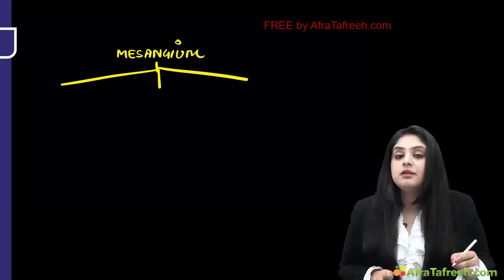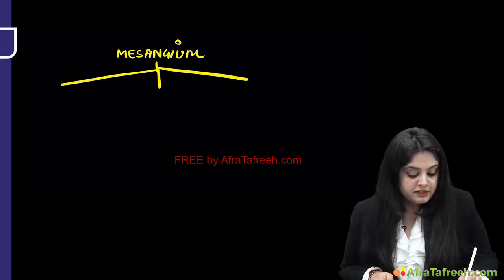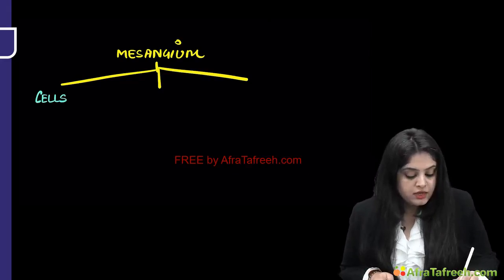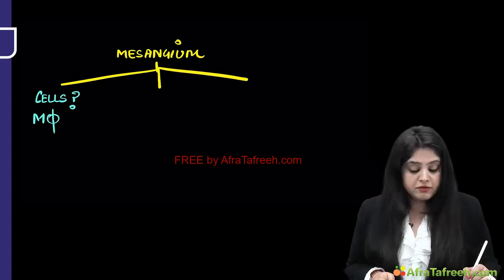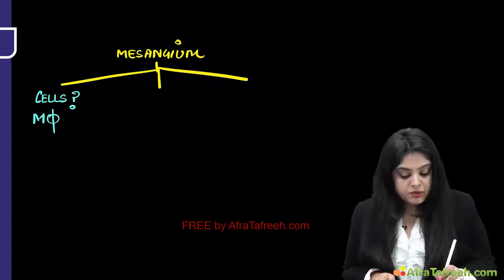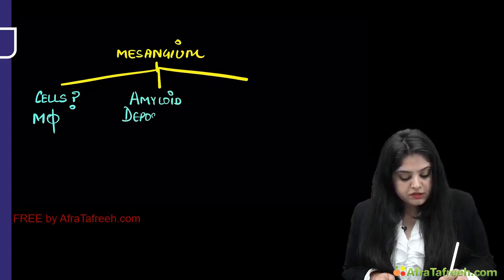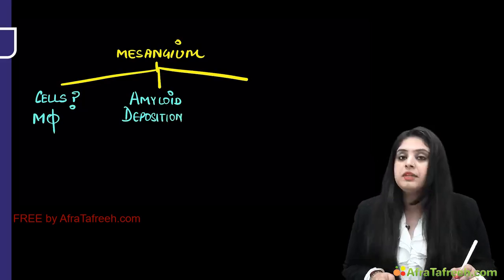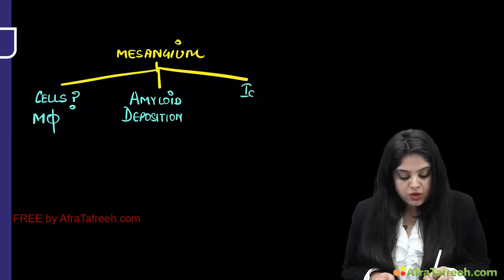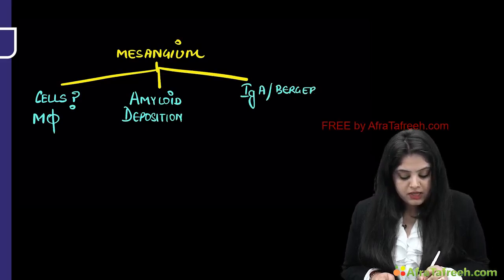If you all remember, mesangium had what cells? Mesangial cells are macrophages. Number 1. Number 2, if you remember, what is the first place of amyloid deposition? Amyloid deposition first occurs in the mesangium. And number 3, now you know which disease is going to show you deposition in the mesangium. The one in between, that is known as the Buerger's disease.